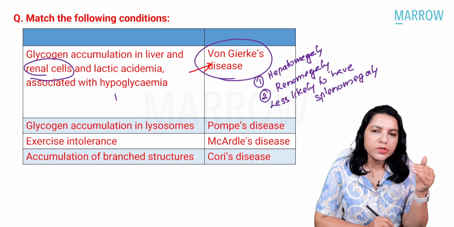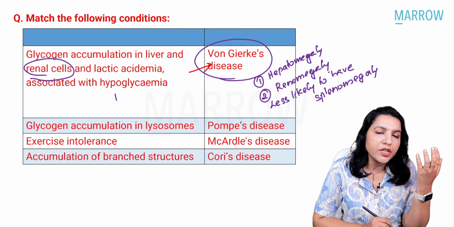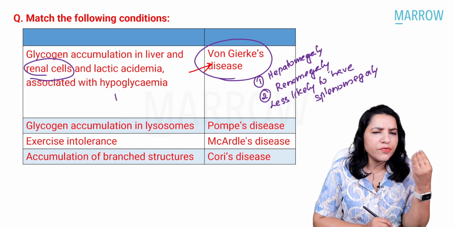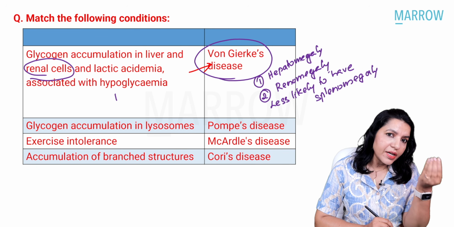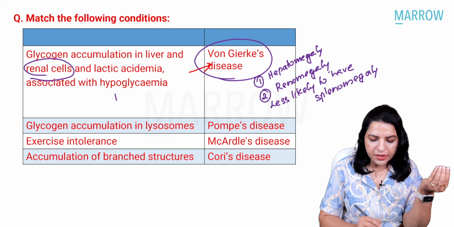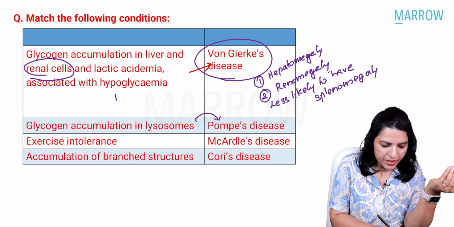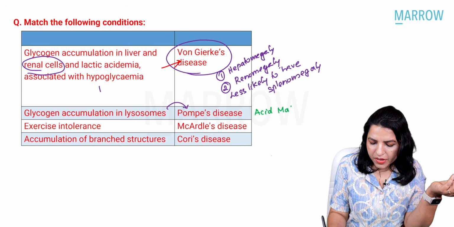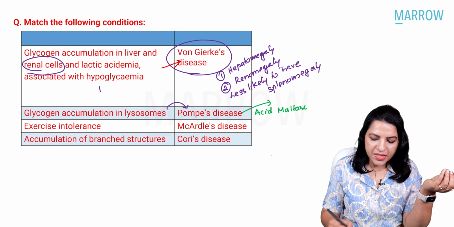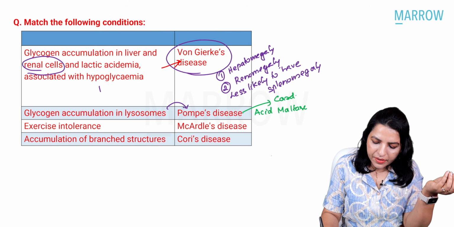Okay, now going to the next option, that is glycogen accumulation in the lysosomes. So definitely you all know that it is a lysosomal storage disorder, which is a glycogen storage disorder also, and that is Pompe's disease. And what is the enzyme defect in that? The enzyme defect is acid maltase. And which is the megaly that you can see in Pompe's disease? It is cardiomegaly.